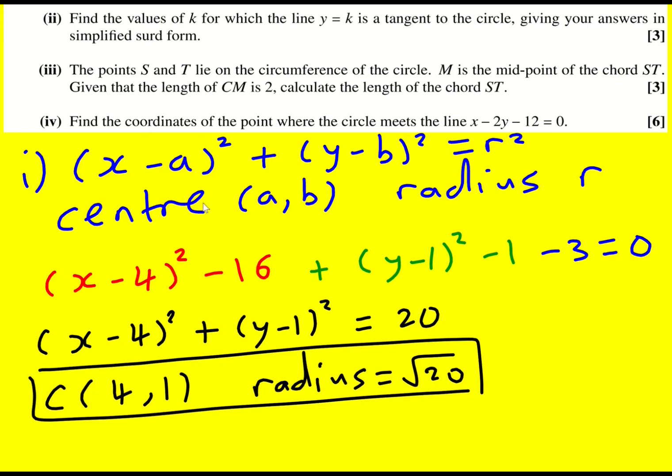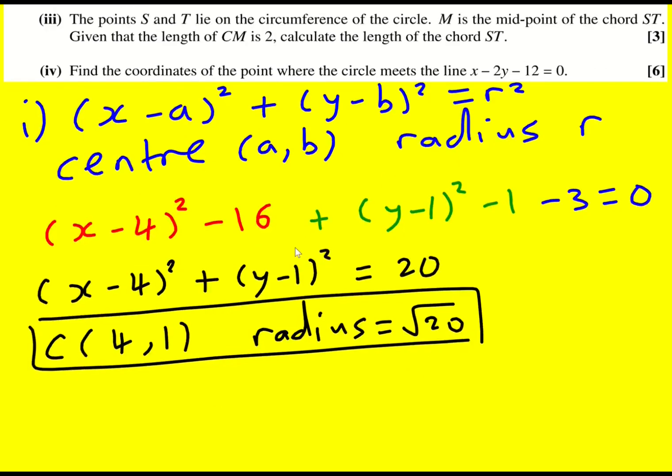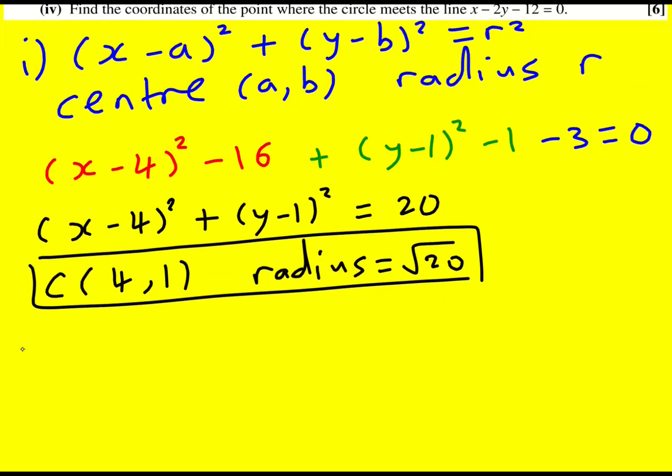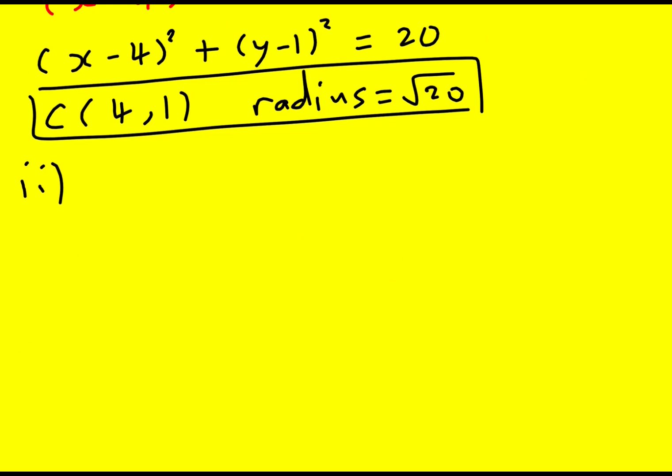In part 2, we're asked to find the values of k for which the line y equals k is a tangent to the circle, giving our answers in simplified surd form. And whenever you get something like this, I think a really good idea is to get a sketch down of what is going on. Let me draw my axes first. I was just trying to decide, should I draw my circle first? Now I know the center is (4, 1), so it's going to be like here.